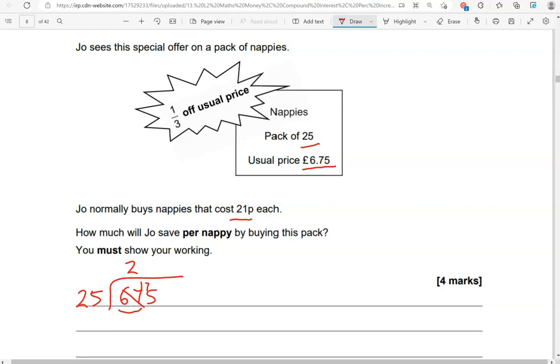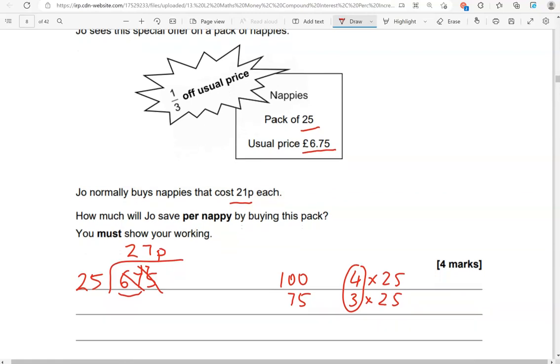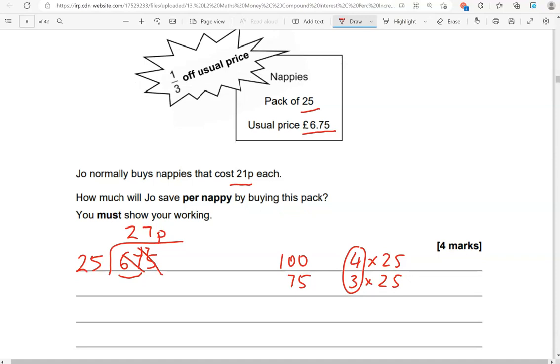Now we're looking at how many 25s fit into 175. Into 100 we've got 4 lots of 25. Into 75 we've got 3 lots of 25. So altogether that is 7. 7 lots of 25 makes 175. Exactly that. So 27 pence is the cost per nappy with the usual price.